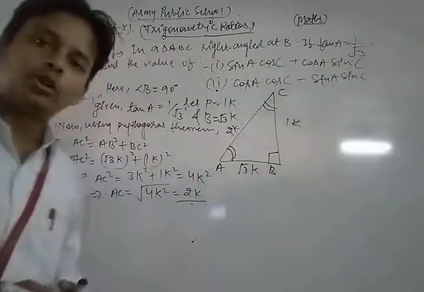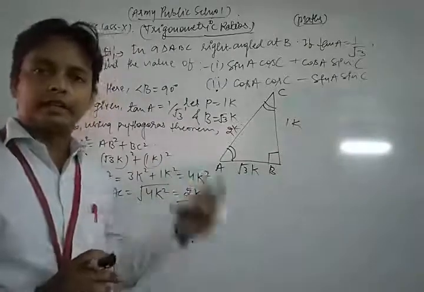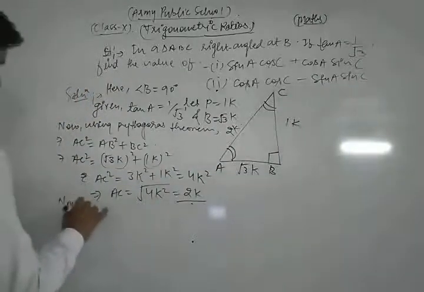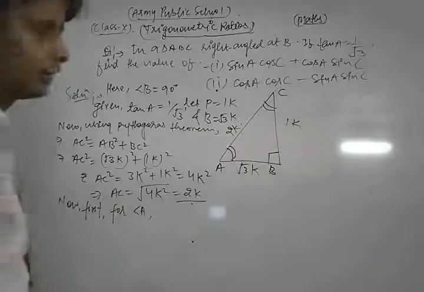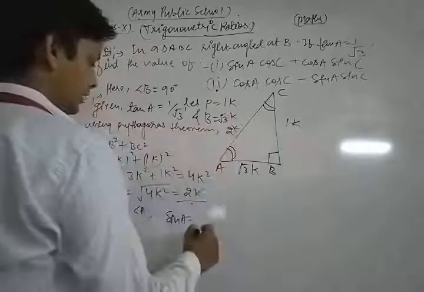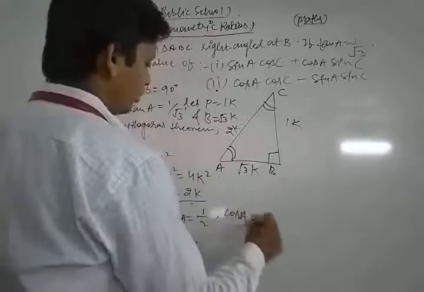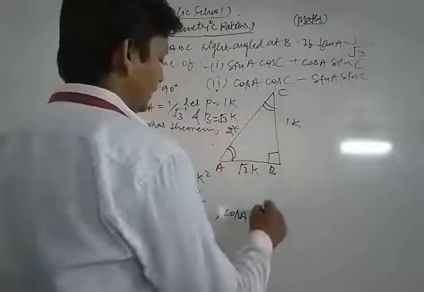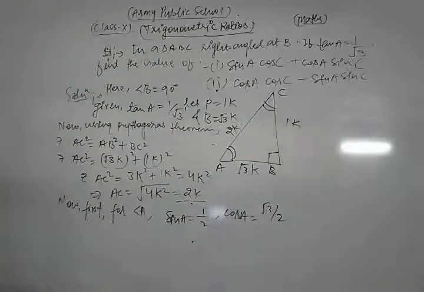Now first of all we find the values of the trigonometric ratios for angle A as well as angle C. So first for angle A. Look, sine of A is perpendicular upon hypotenuse. This is 1 upon 2. Cos A, the value of cos A is base upon hypotenuse. That is under root 3 upon 2. K cancel to each other. In this way we find sin A and cos A.